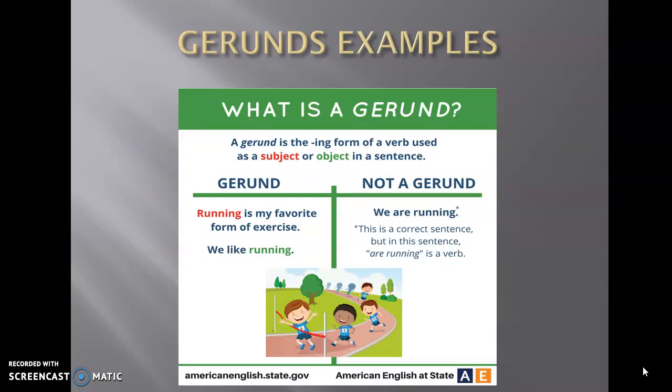Now, let's see the difference between two sentences. Running is my favorite form of exercise. We are running. Now, if you look carefully, in the first sentence, running is a kind of activity that has been used. Which is my favorite kind of exercise? What is the name of that exercise? Running. So, here it is acting as a name. We like running. What do we like? What is the name of the thing that we like? Running. Here, running acts as a noun. So, it is a gerund.